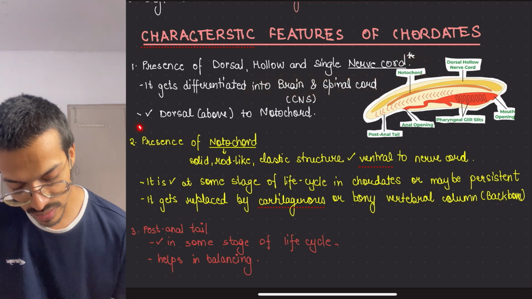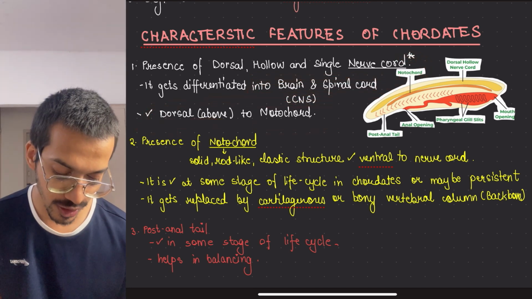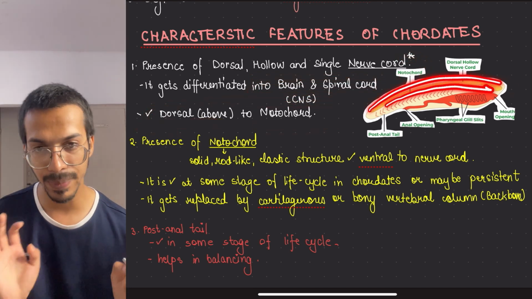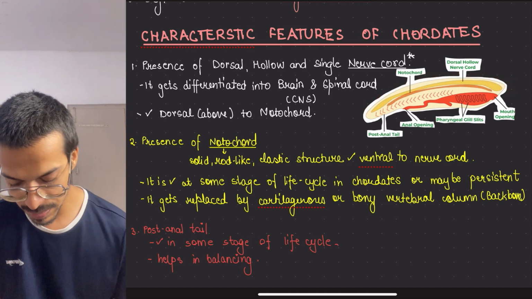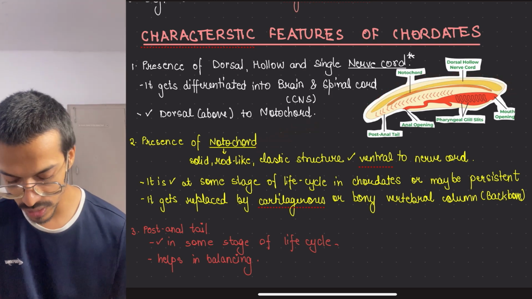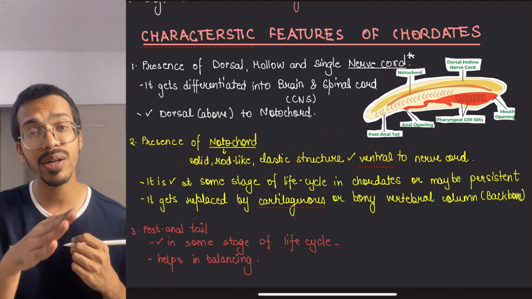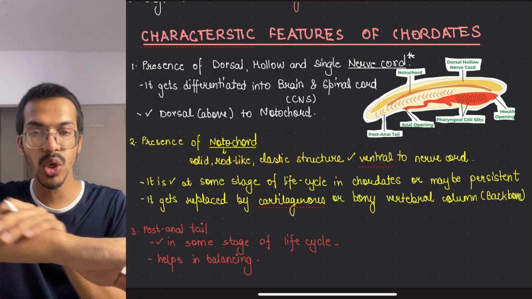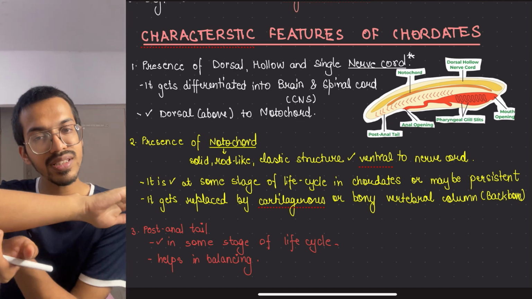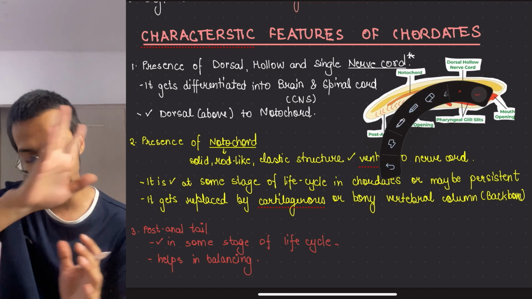So it is present dorsally, or above the notochord. We have already seen it, notochord is below and it is above. Okay, now the next thing is presence of the notochord. Notochord is what? Solid rod-like elastic structures present ventral to the nerve cord. Ventral means below. So this is the dorsal side, this is the ventral side. On the ventral side it is present, later on it covers it completely.